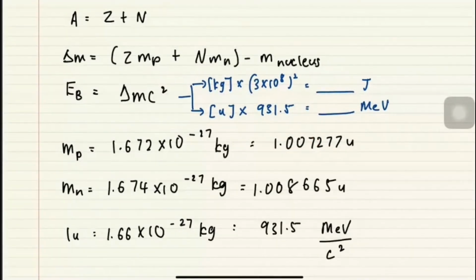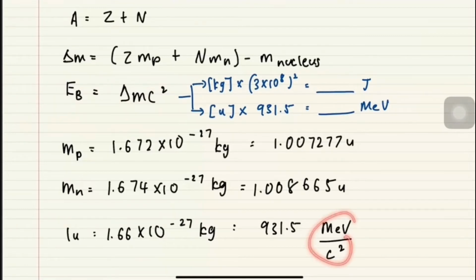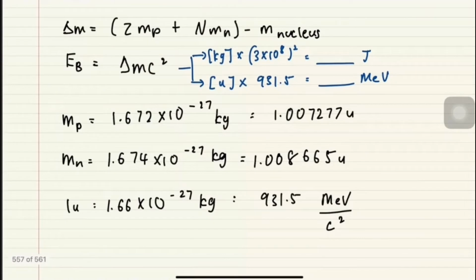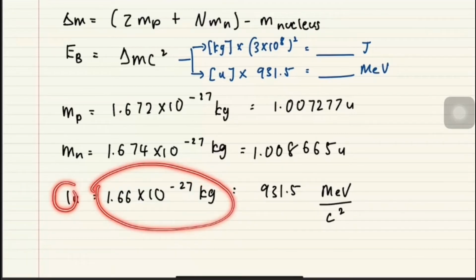Similarly with Mn, the mass of neutron, they give you in kilogram and in U. You just choose which one you want to use. And lastly, they put here that 1 U is equal to 931.5 mega electron volt over C square. The important value is just this one. As long as you multiply with 931.5, you should get the final answer straight away. There is one more, which is this one. If you want to convert U to kg, you just multiply the mass in U with this number, and you should get it in kilogram.